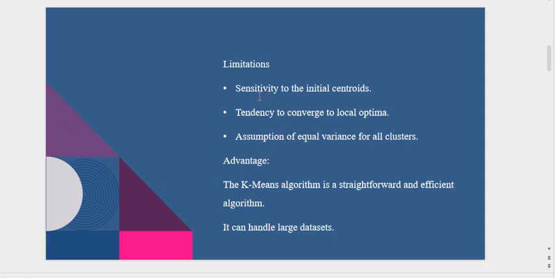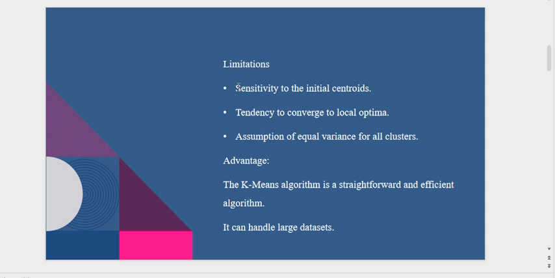So what are the limitations? As I've told before, we assume the value of k. So when you change the value of k, the algorithm's output might change. And we always assume that variance is equal for all the clusters, and the level of convergence is the same. And it is sensitive to noise and outliers.